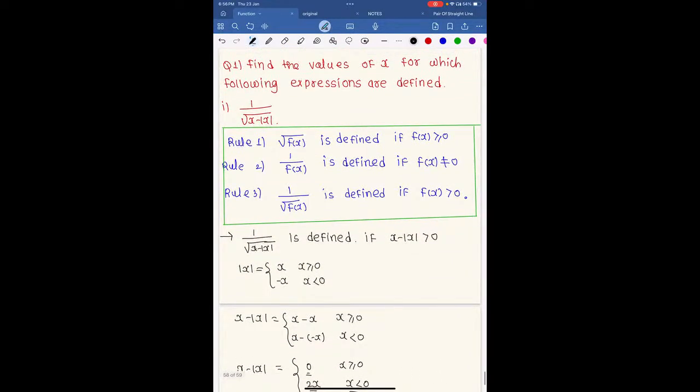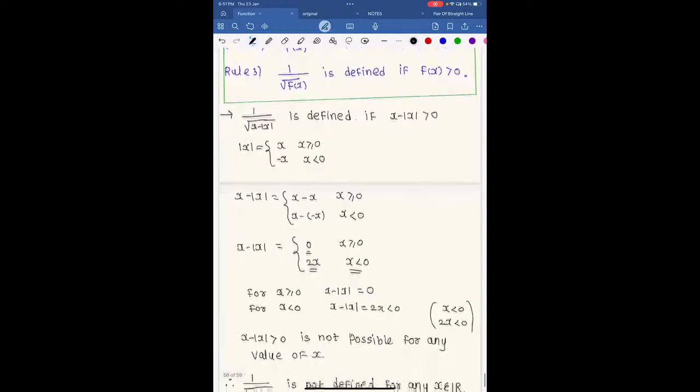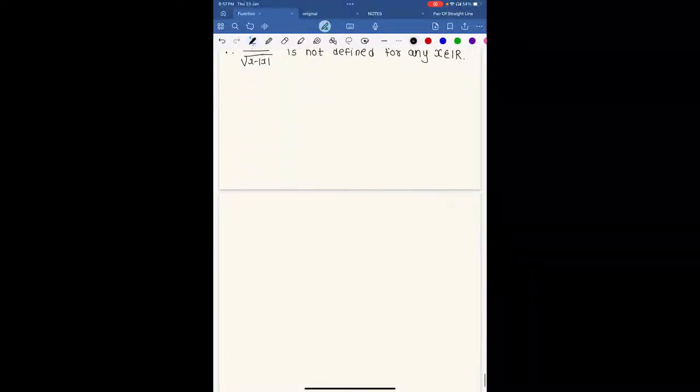सो याचा आन्सर काय त्याच्यामुळे फर्स्ट क्वेश्चनचा फॉर विच वी हॅव टू फाइंड आउट द व्हॅल्यूज ऑफ एक्स फॉर विच द फॉलोइंग एक्सप्रेशन्स आर डिफाइंड. आपल्याला कोणतीही रिअल व्हॅल्यू मिळत नाहीये फॉर विच 1 upon root of x minus mod of x is defined. So therefore we get 1 upon root of x minus mod of x is not defined for any x belongs to set of real numbers. Okay, clear सगळ्यांना first question. Now we'll see next question. Question number 2.